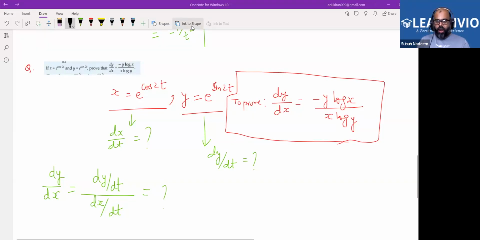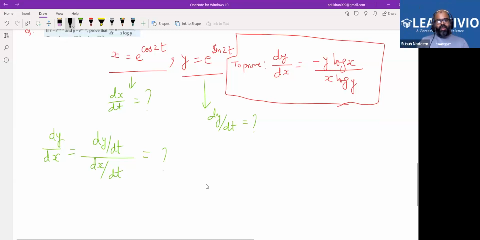Yes, can you tell me how you are proceeding? Sir, I differentiated, but I did not get that answer. Okay, so let us see. First, find dy by dt. Sir, we use chain rule, right? Differentiating e to the power x, then into sine 2t.